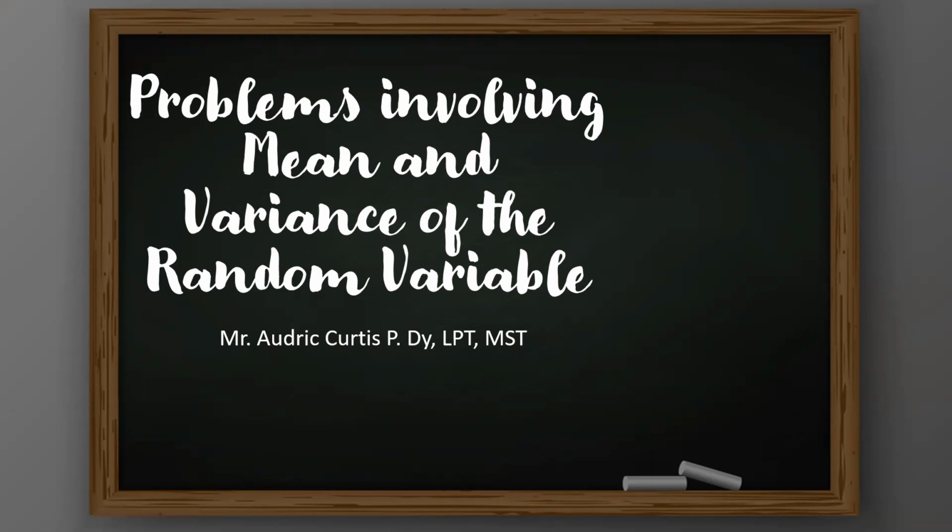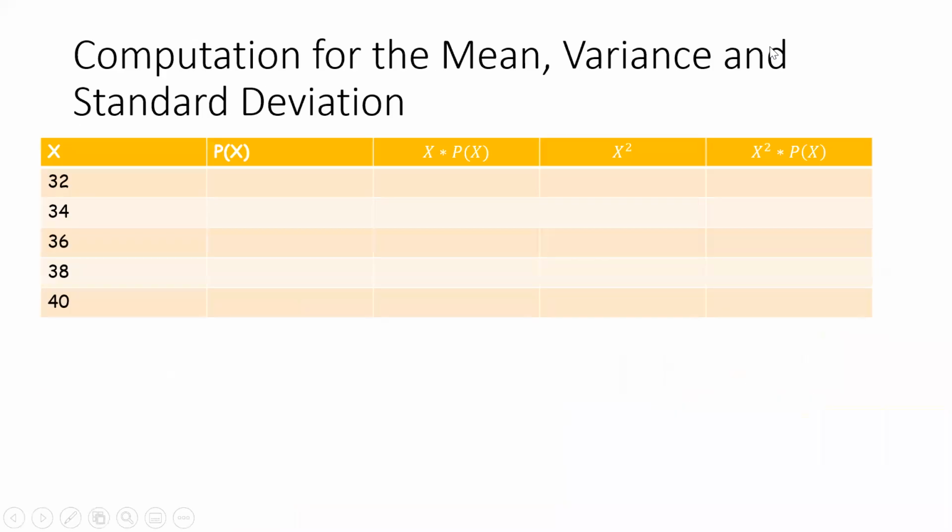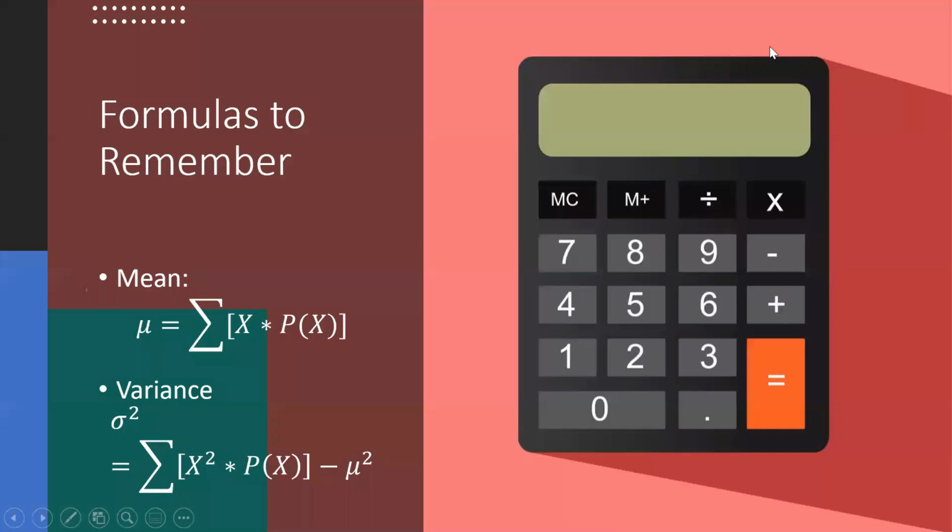So, we're going to discuss more problems involving mean and variance of the random variable. But before we go to each of the problems, we're going to recall the formula of the mean and variance. To find the mean, you have x and p of x. You're going to find the product of the x with its corresponding probability p of x. Then after finding all the products, we're going to find the sum of all the products. That's how we find the mean.